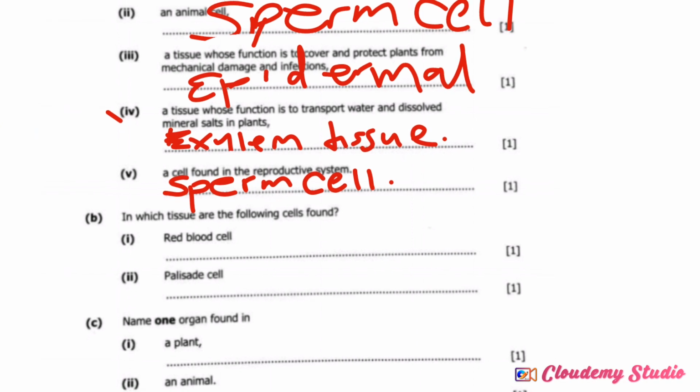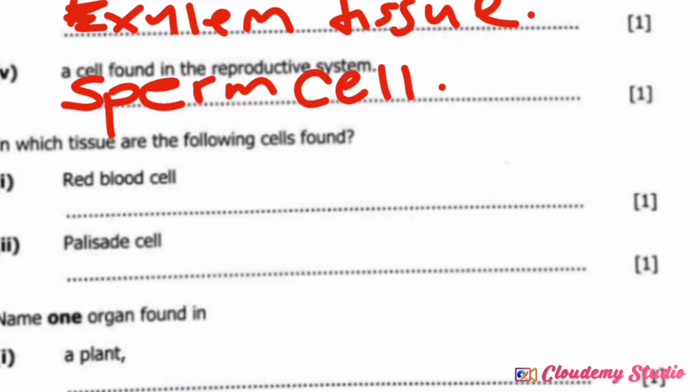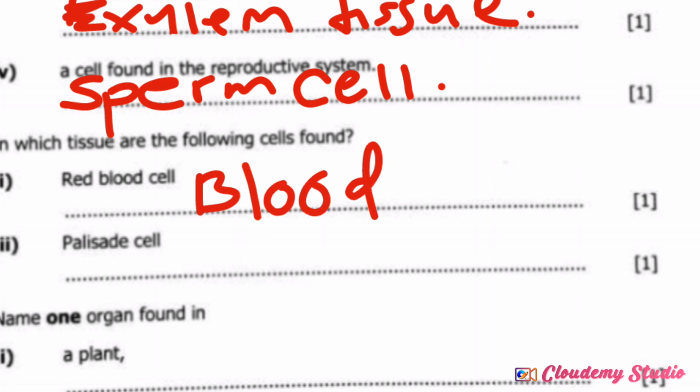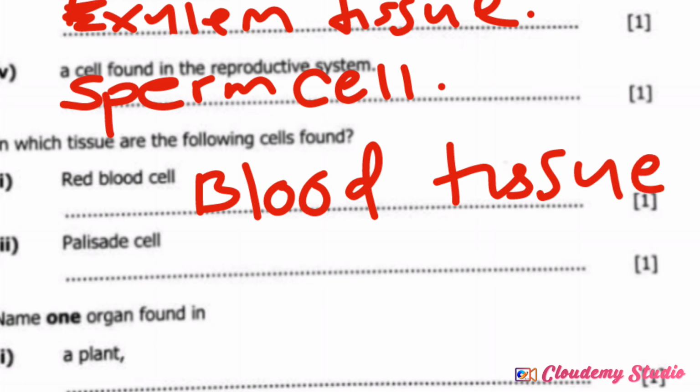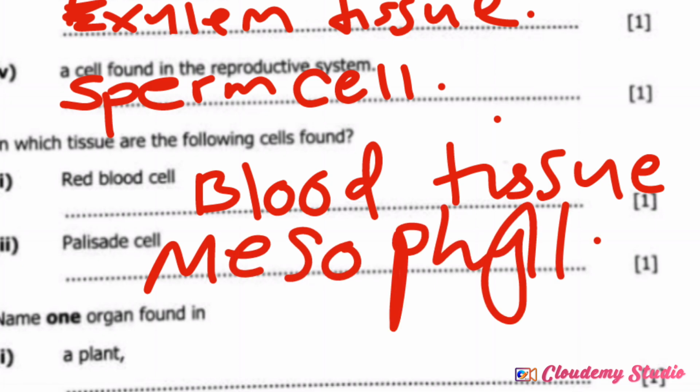Then next question. Next question is question B. Question B is saying, in which tissue are the following cells found? So take note, B is not asking about names from the table. The answer is not coming from the table, but these two cells on the question are coming from the table. So red blood cell, from its word blood, so meaning this red blood cell is coming from the blood tissue. Then the palisade cell. The palisade cell is coming from the mesophyll tissue. Upper mesophyll tissue. That is where it is coming from.